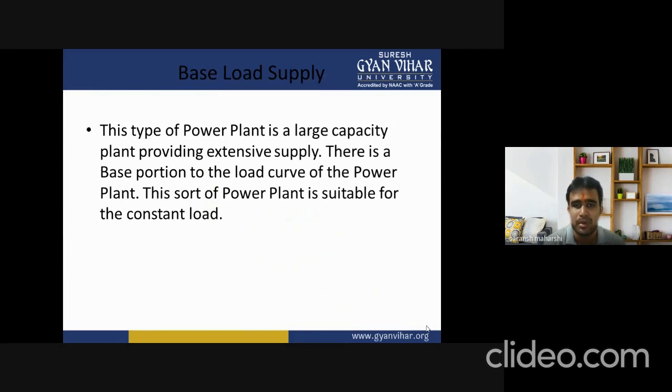This type of power plant is a large capacity plant providing extensive supply. It serves the base portion of the load curve. This sort of power plant is suitable for a constant load.